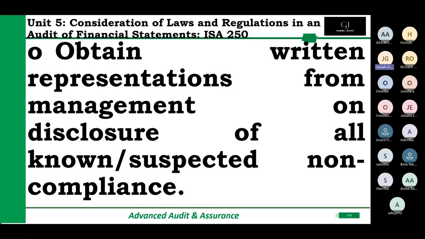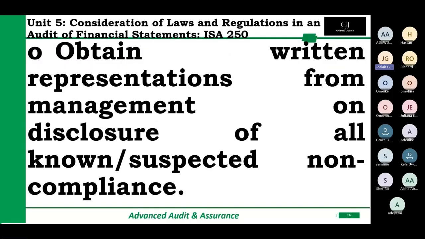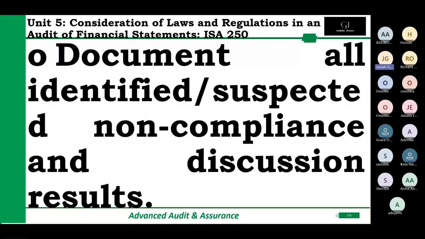So verbal, oral representations and evidence are not tenable in audits. And the standard is that written representations must be obtained by auditors from management on the disclosure of known and suspected non-compliance. Very important. And also the documentation of all identified and suspected non-compliance, and discussions on the resolutions and remediations of the same, are very important from the auditors to management. So obtaining these written representations and documenting the same in a dialogue, a conversation with management, and seeing how to resolve them is key.